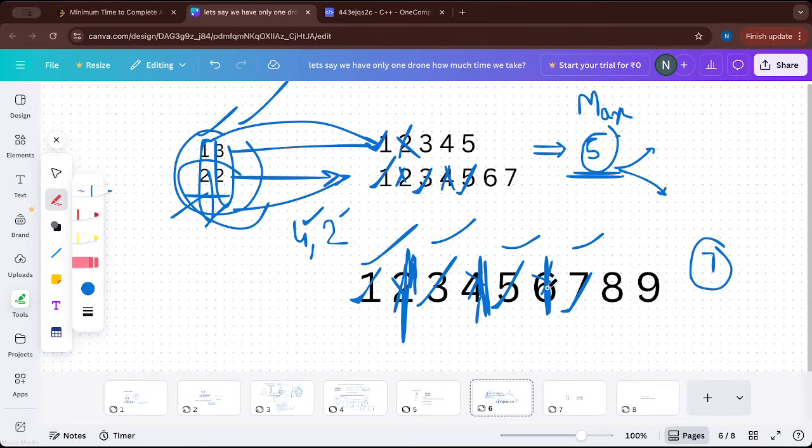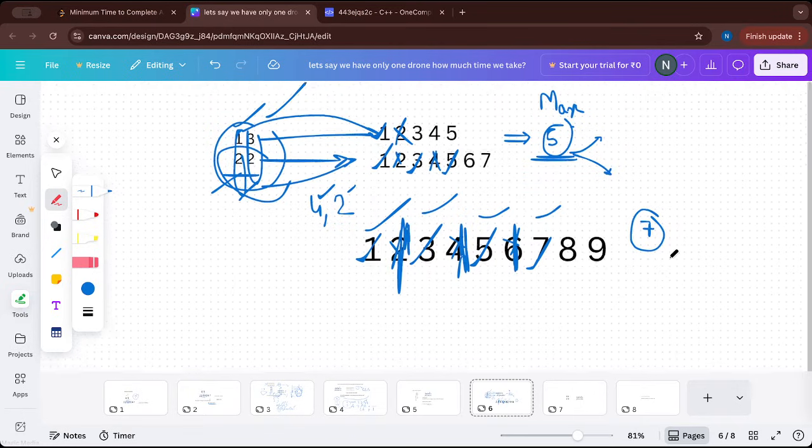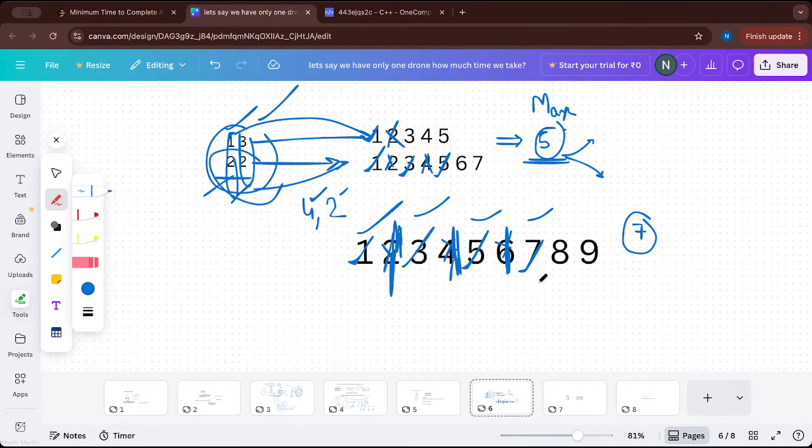2, 4 and 6. And what is the net time? It is 7. So if we clearly observe, we are utilizing both, right? Because the total number of deliveries is 3. So drone 0 can deliver here, drone 0 can deliver here, drone 0 can deliver here, and drone 0 can recharge here, right?